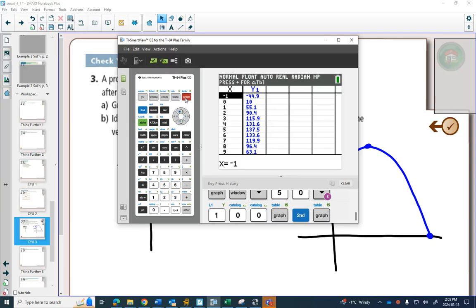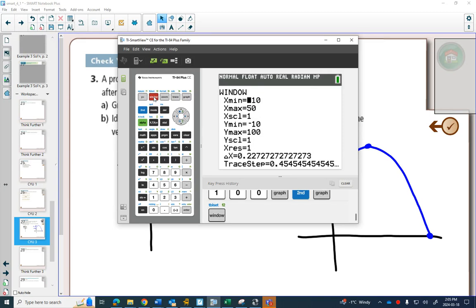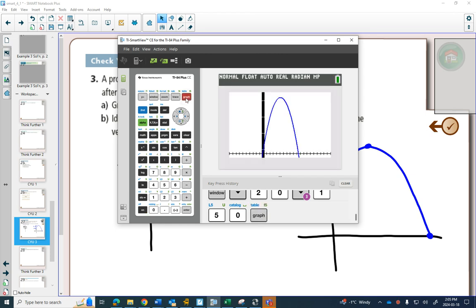And that's kind of nice because I can see that around 5, it's at 137. That looks like close to the biggest, around 5. So for my window, first of all, I didn't need to go all the way to 50, so maybe I'll bring it back to 20. And my Y max looks like 150 is going to be enough. I can tell that from my table. Now when I hit graph, it's closer to what I have.